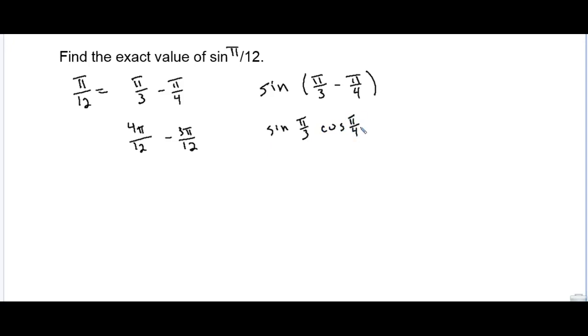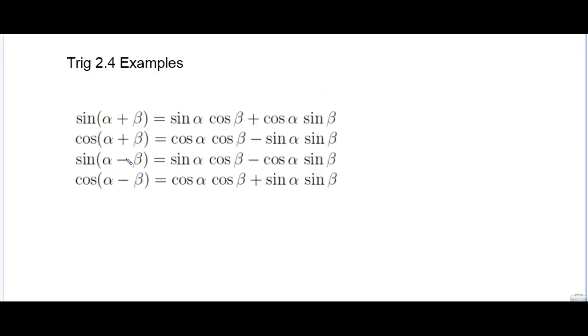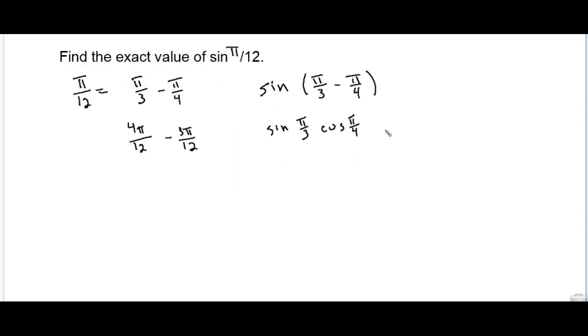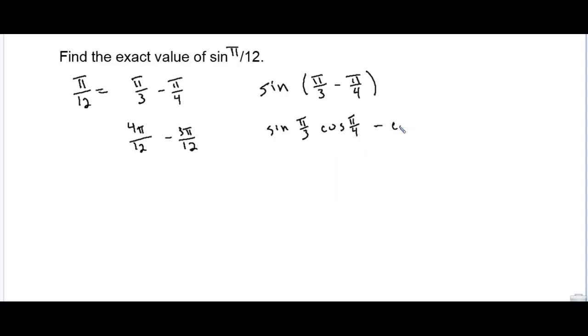Notice how this pi over 4 is positive, even though there's a subtraction here. It's alpha, beta, so we're just doing that. The subtraction gets taken care of here. Okay, so now it's going to be minus. We go back and you say cosine alpha times sine beta. So this is going to be cosine pi over 3 times sine pi over 4.